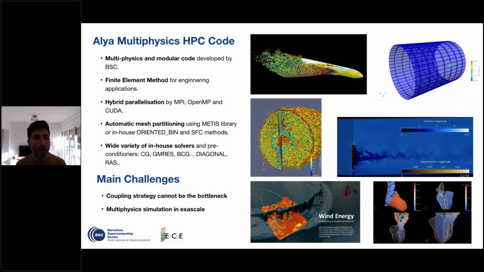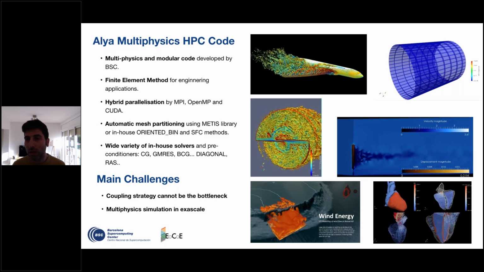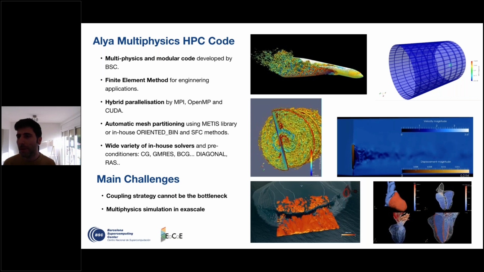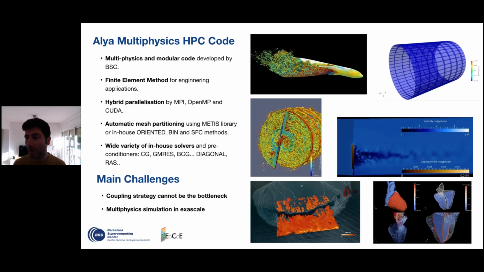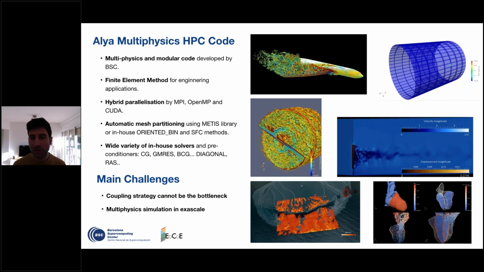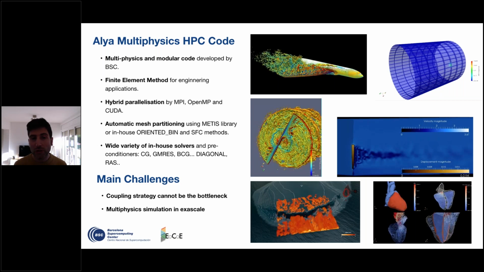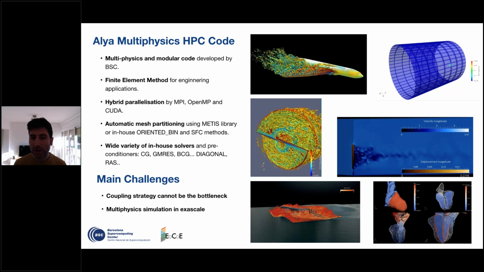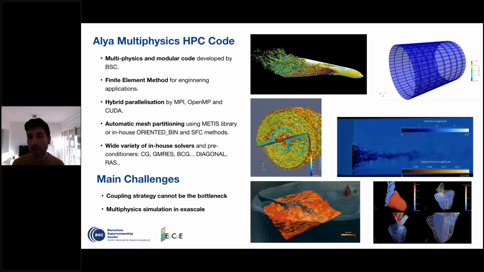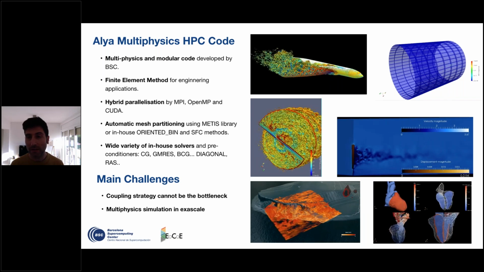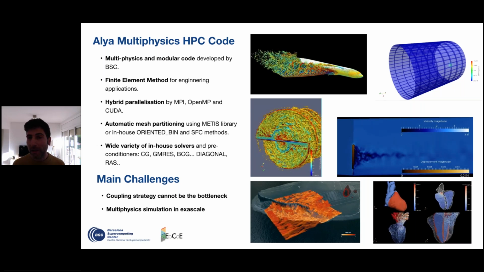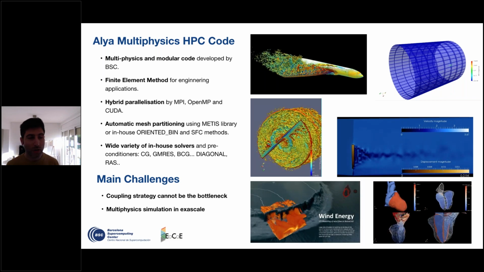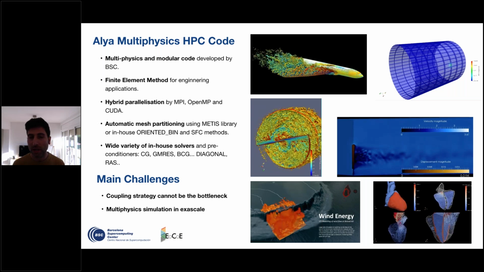So let me first start with an introduction of the code that we are using for our research, which is called Alya. Alya is a multiphysics HPC code that has been developed by BSC, and it uses the finite element method. As you can see on the right of the presentation, we show some simulations of real engineering problems that go from aerospace and wind energy to biomechanics. Our two main challenges are that, as we are multiphysics people, coupling strategies cannot be the bottleneck of the simulations, and also to bring multiphysics simulations to the exascale.